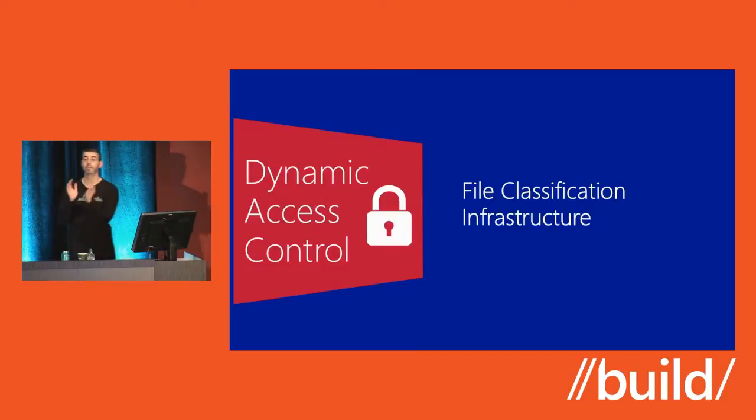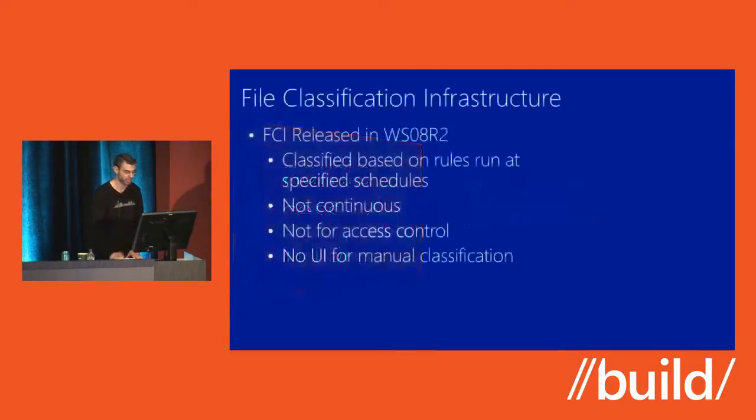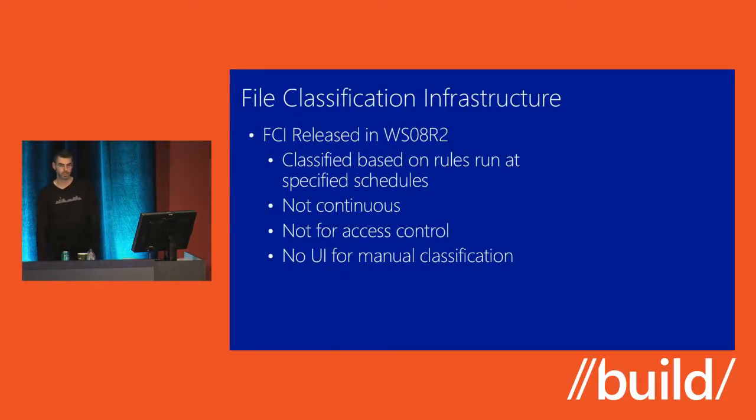Now, silo everything I just said, because we just left the intro to conditional expressions part, and now we're going to talk about the file classification infrastructure. It all comes together into dynamic access control, and you'll see why, but just to make sure we all catch that transition, the file classification infrastructure originally shipped in Windows Server 2008 R2. And it was kind of a hit. It allowed for rules to be defined that would look at data and put classification on it.